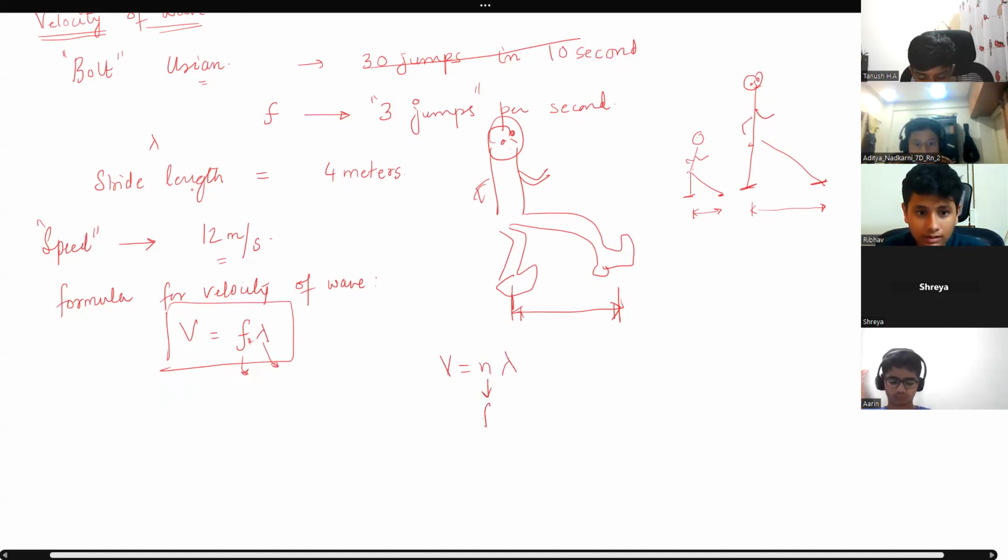N is the frequency. The same thing whatever I said, but multiplied by time, which is 1 by f, so you put the f on that side. Time is 1 by f. Yes, you can do that also. V into T is equal to lambda, where T is the time period. Yeah. You learn it as V is equal to N lambda.